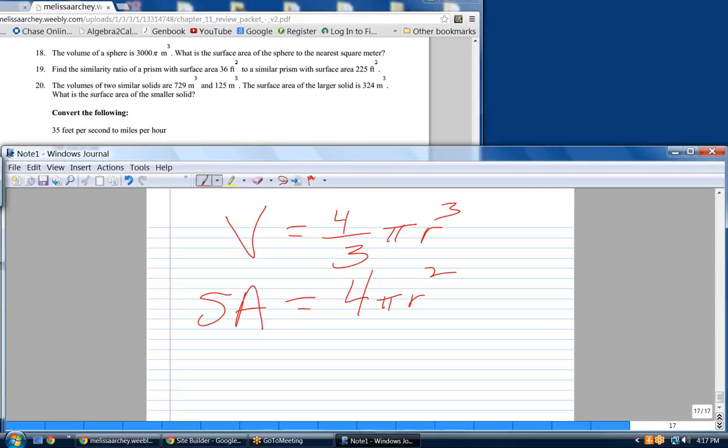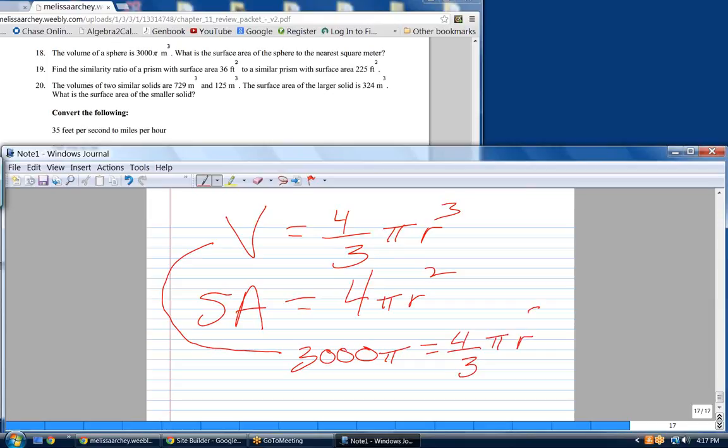Cube root 3,000. Well, don't think cube rooting yet. Let's start with the formula and plug in what we know. We don't know anything yet, but we know the volume of the sphere. It's 3,000 pi. So I can say 3,000 pi equals 4 pi. No, I'm talking volume.